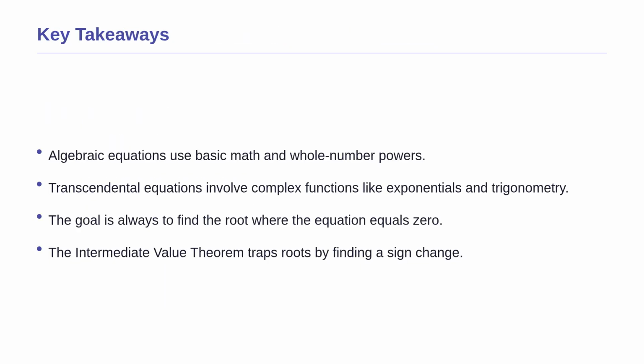We have covered a lot of ground today. To summarize, algebraic equations are built from basic math and whole number powers, while transcendental equations involve complex functions like exponentials and trigonometry. Regardless of the type, our goal is always to find the root, which is the exact value that makes the equation equal to 0. By testing different points and looking for a change from negative to positive, we can trap the root using the intermediate value theorem. You now have the foundational tools to start solving complex real-world engineering problems.